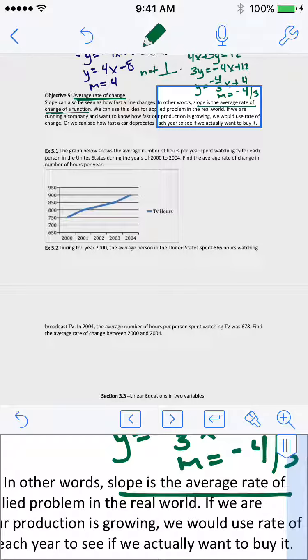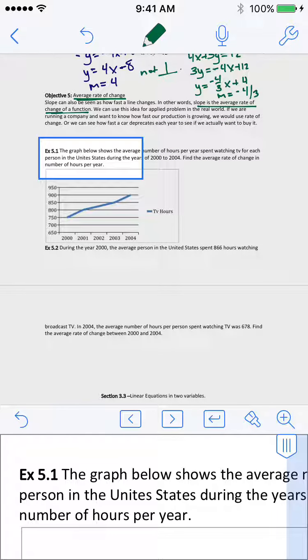The reason for that is because that's how it came about. I mean, there's nothing wrong with calling it the slope. It's just oftentimes you'll hear it more as the rate of change. So we're just going to do the same thing. We're going to do some context problems that involve the rate of change.